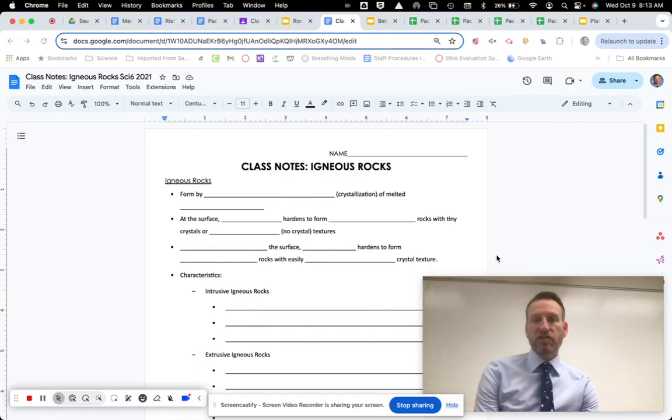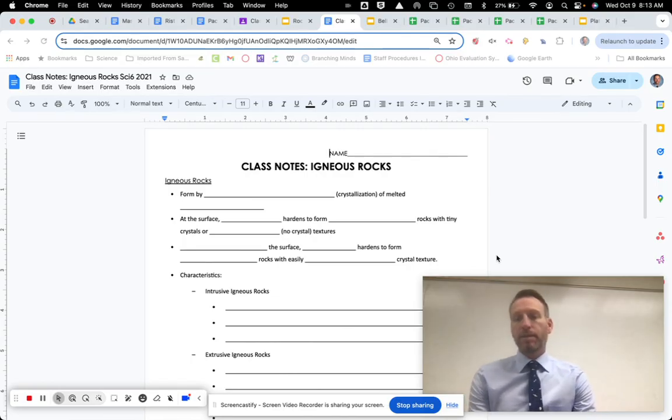So let's go ahead and start by getting out this piece of paper. I have it up here on my computer, but you guys have it as a piece of paper. Class notes, igneous rocks. If you need to pause the video to go get your binder or a pencil, go ahead and do that now. All of you showed me that you had this yesterday in class, so I know you have it in there. We did that at the end.